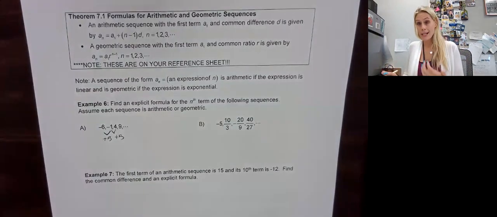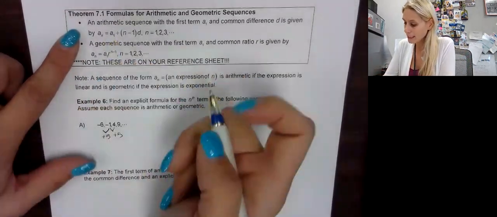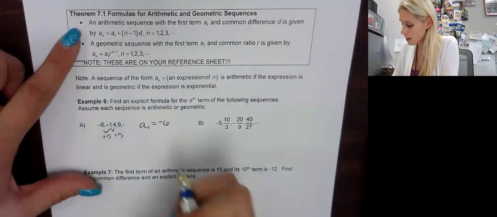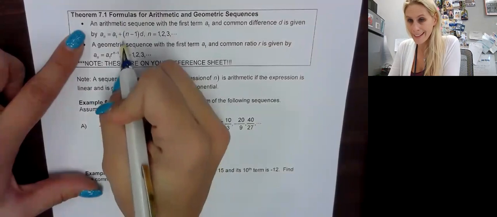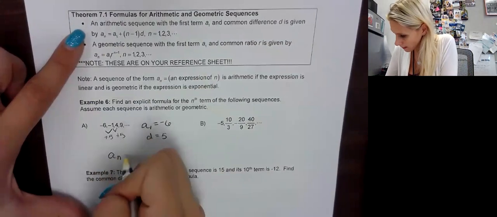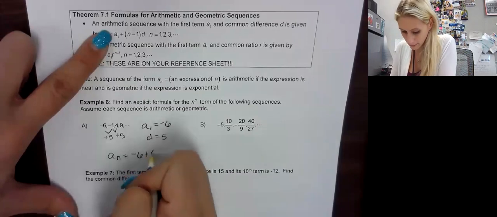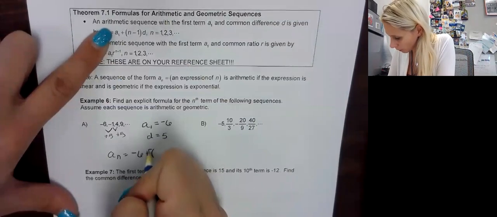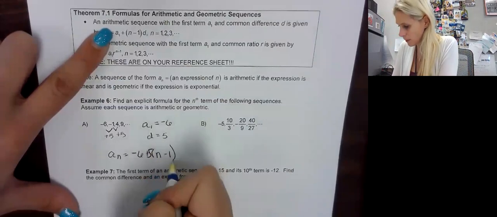So what do we need when it comes to an arithmetic explicit formula? Well, we need a subset 1. So a subset 1 is that first term, which in this case is -6. And our common difference is 5. So now what we're going to do is plug it into our explicit formula. So a subset n equals our first term plus, and usually we like the d out in front, right? Because usually we put that value out. So plus 5 times n minus 1. And we're done.